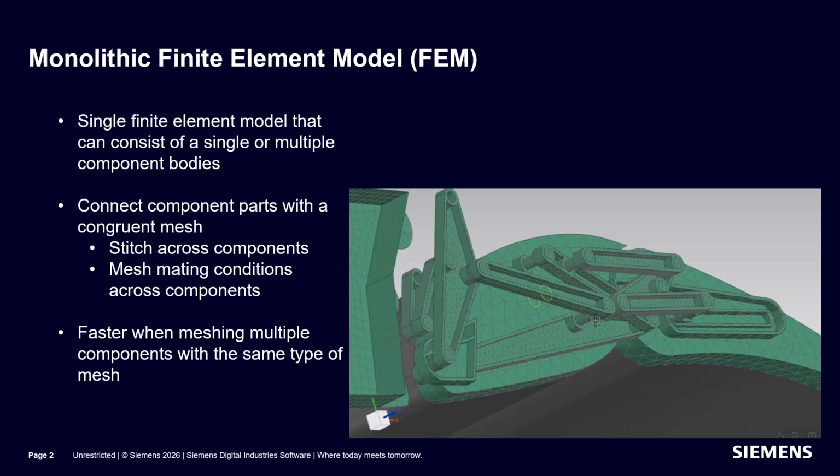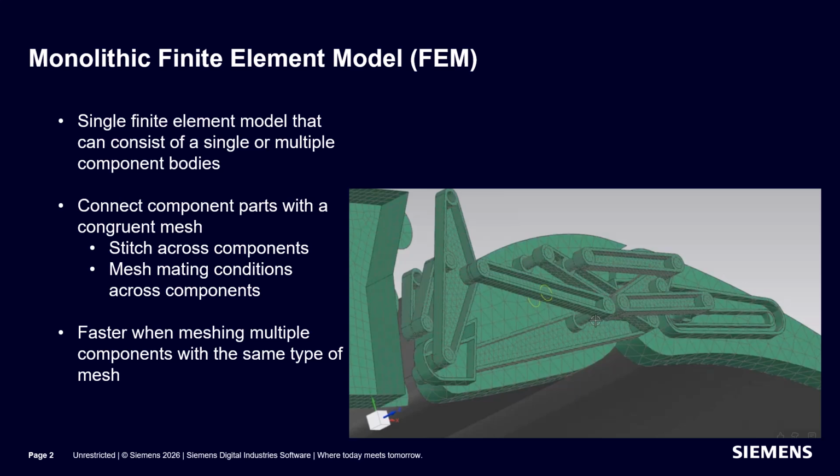Today we'll look at some of the reasons why we may want to create an assembly finite element model, or create a monolithic finite element model instead. Let's start with what is a monolithic FEM. It's a single FEM that can contain either a single component or multiple components in an assembly. It has unique capabilities for making connections between components, such as stitching and mesh mating conditions.